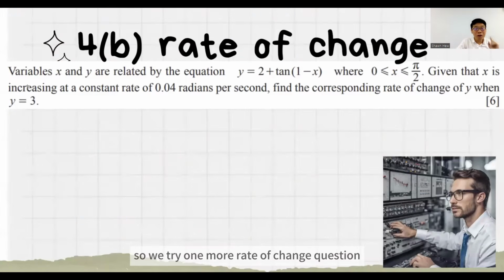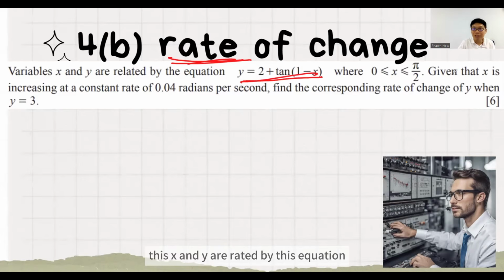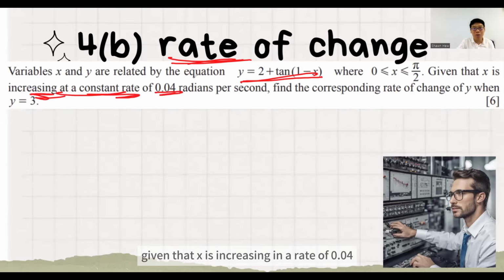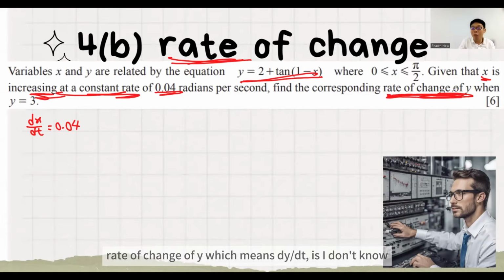So let's try one more rate of change question. Remember, for a rate of change question, you need to write it in a mathematical sentence, then we do the chain rule. So two steps. These x and y are related by this equation, given that x is increasing at a rate of 0.04. So dx/dt equals 0.04. Then it says find the corresponding rate of change of y, which means dy/dt is unknown.